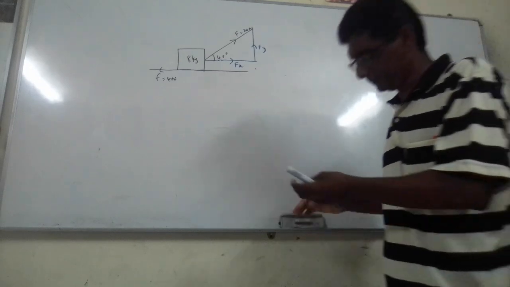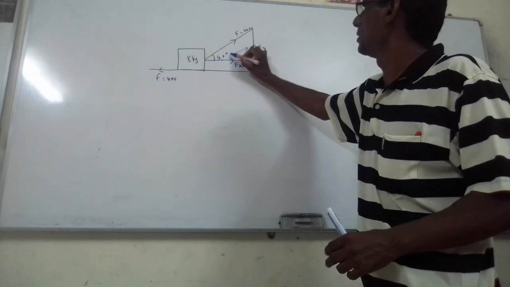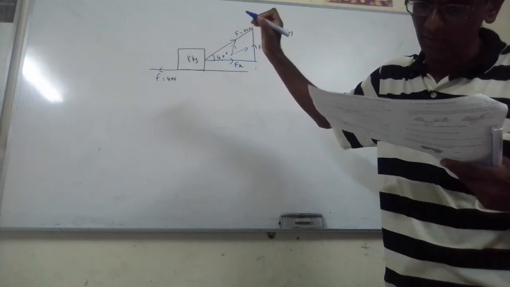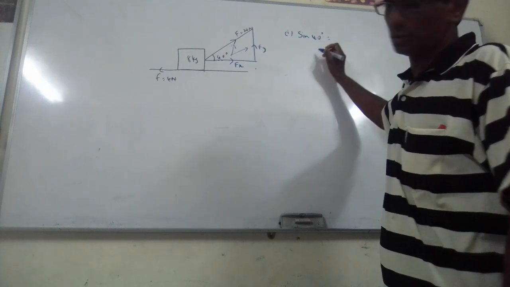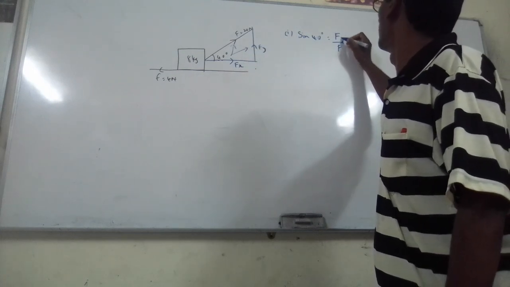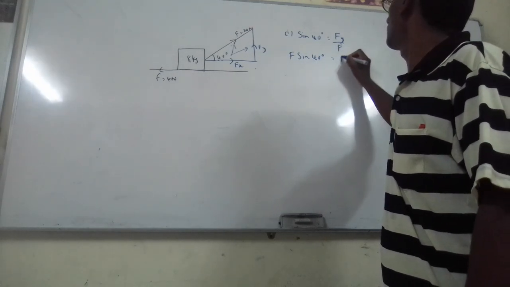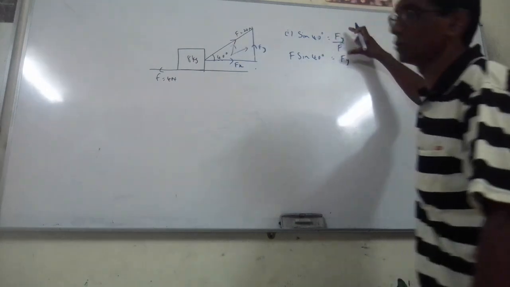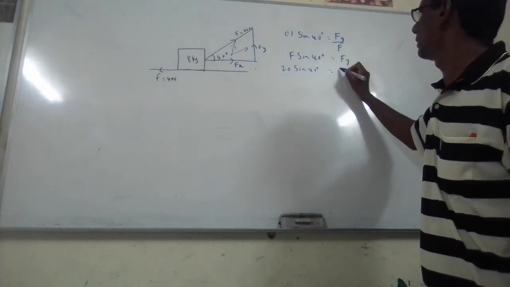Fy is the opposite, over the hypotenuse. Question one is the vertical component. So sine 40 equals Fy over F. So F sine 40 equals Fy. This is opposite over hypotenuse. We must use trigonometry. F is 20 Newton, so 20 sine 40 equals Fy.